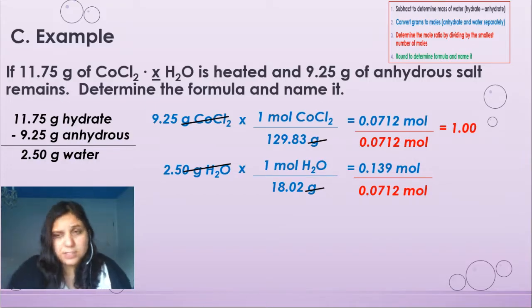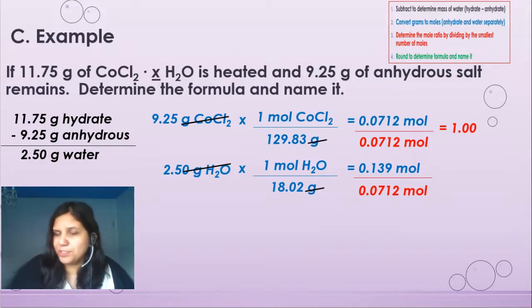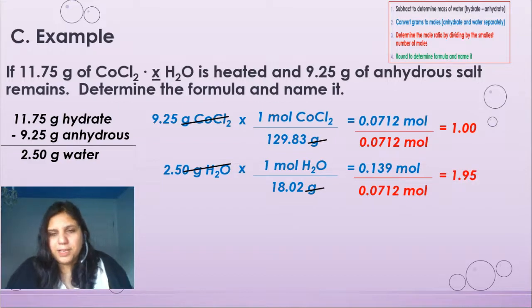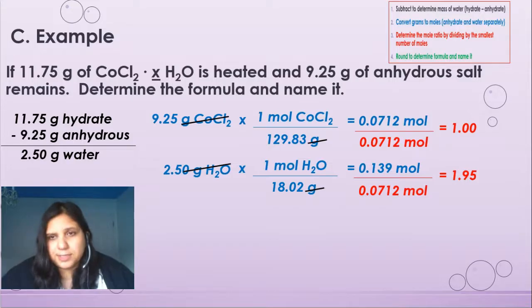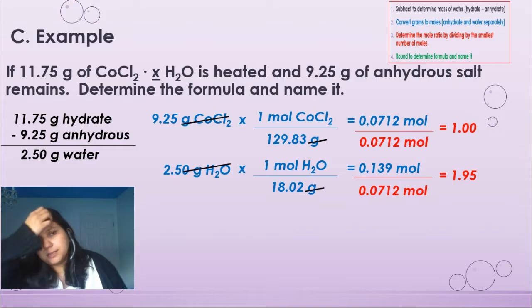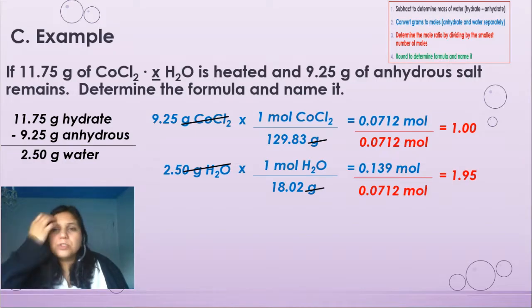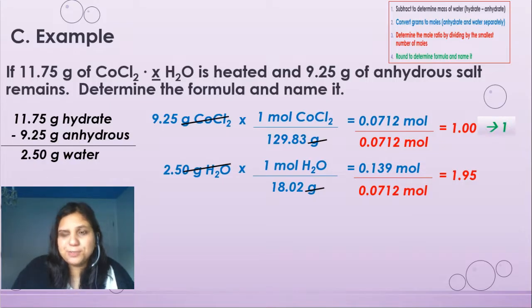Keeping the significant figures, 0.0712 divided by 0.0712 is just 1. And 0.139 divided by 0.0712 is 1.95. I just kept the same number of significant figures to complete step 3. Step 4 is to round it to figure out what the formula is. And so for these, you should end up with pretty close to whole numbers. Okay, so what you're going to do, 1 will round to 1, and 1.95 rounds to 2.